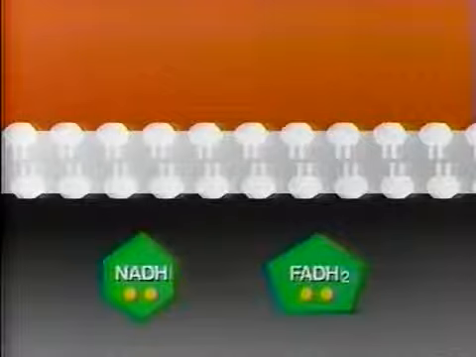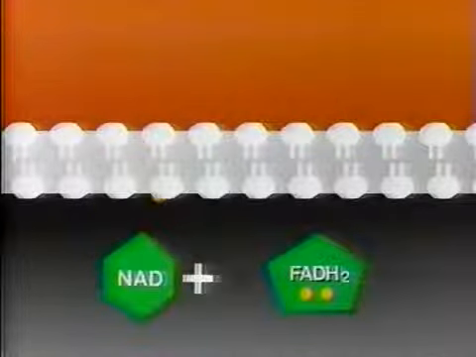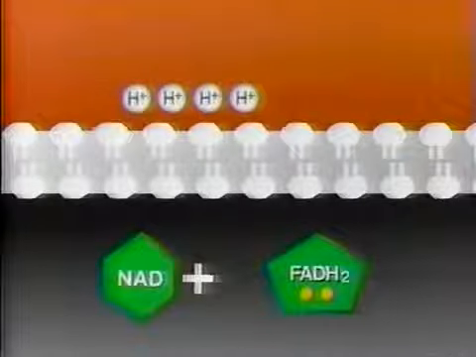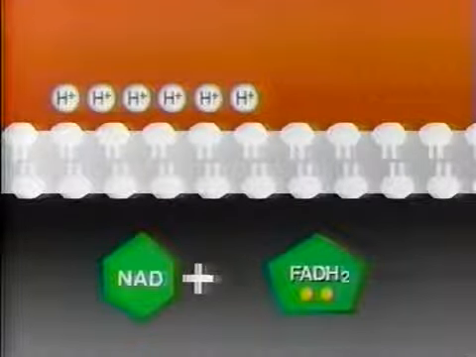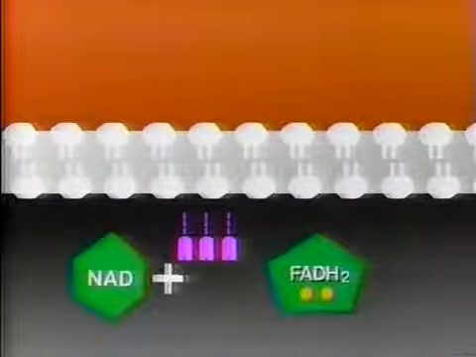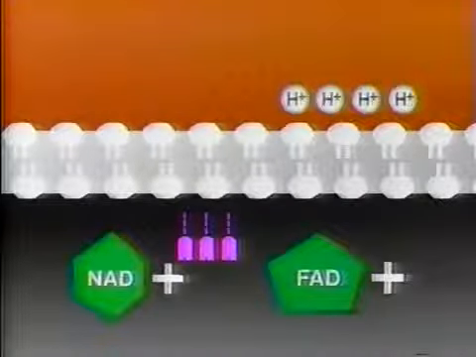Let's review the synthesis of ATP from NADH and FADH2. Each NADH moves 3 pairs of hydrogen ions to the intermembrane space, which upon returning to the matrix produce 3 molecules of ATP. Now, each FADH2 molecule moves 2 pairs of hydrogen ions across the membrane, producing 2 molecules of ATP. That accounts for the energy carriers produced from the Krebs cycle, and not a bad payoff.